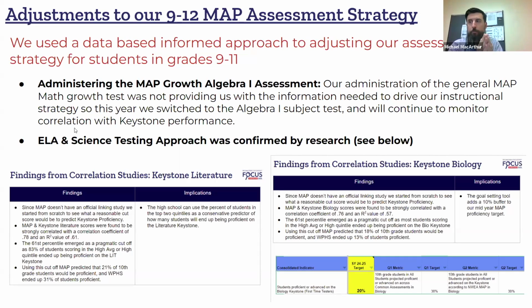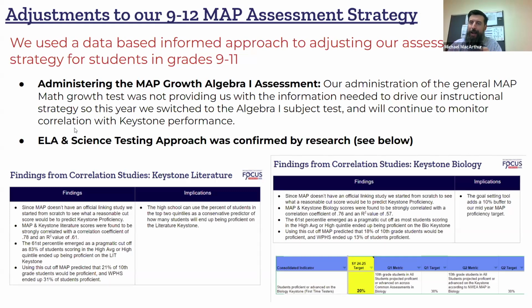What it found was that for both Keystone Literature and Keystone Biology, there was a strong correlation between the scores on MAP and the scores on Keystone. And we found that if students are achieving at about the 60th percentile or above on the MAP, they are likely to be proficient on the Keystone. So we feel confident that our strategy for Keystone Literature and Keystone Biology is correct, using the MAP to help predict performance there. It's the right strategy.